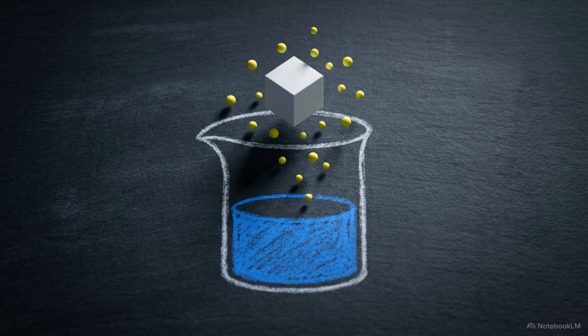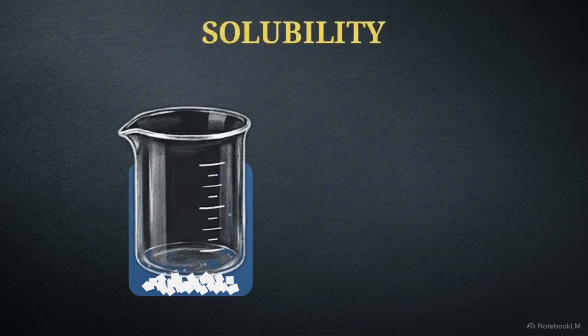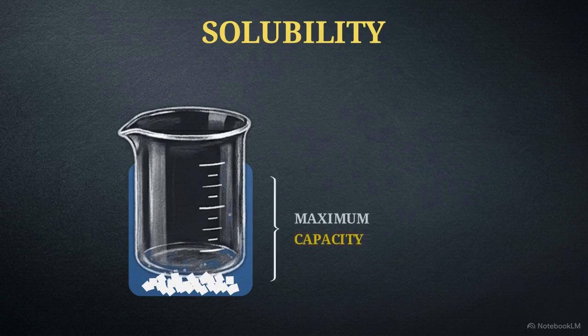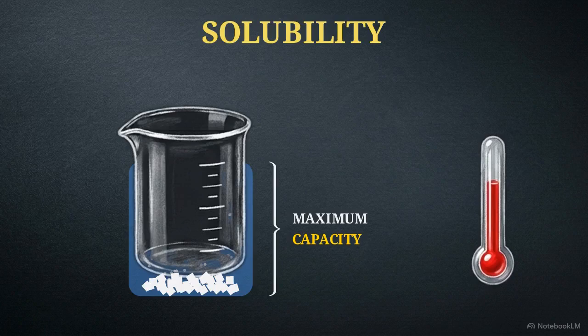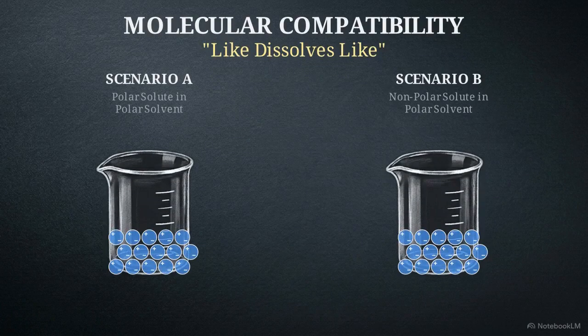Dissolving sugar into a glass of water seems straightforward until the grains simply stop disappearing and settle at the bottom. This physical limit is solubility, the absolute maximum amount of solute a solvent can hold at a specific temperature. Whether that solute actually dissolves depends on the like dissolves like rule.